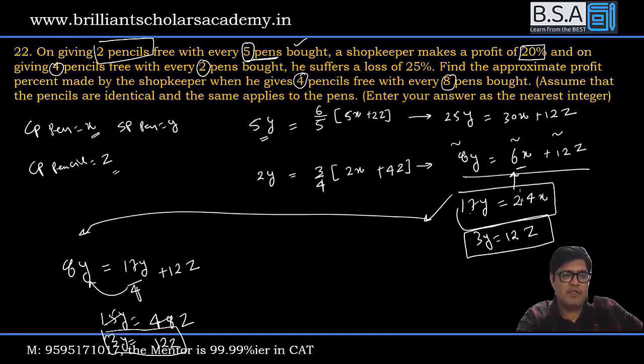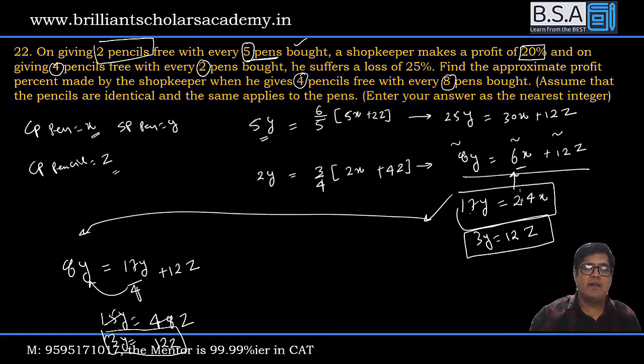Verify my calculations. Subtracting both, 17y is equal to 24x. Once I replace that by 4, 32 minus 17 is 15. That is correct. And this becomes 48.